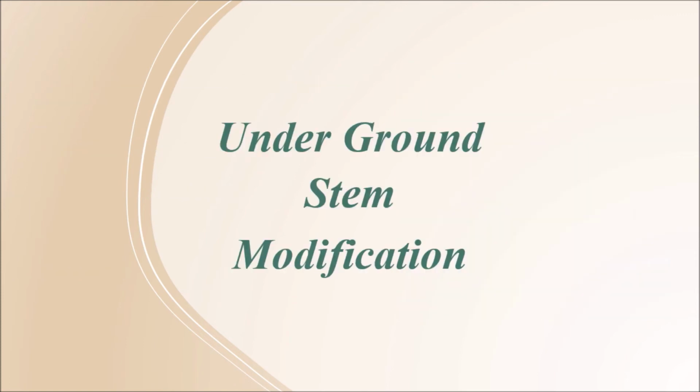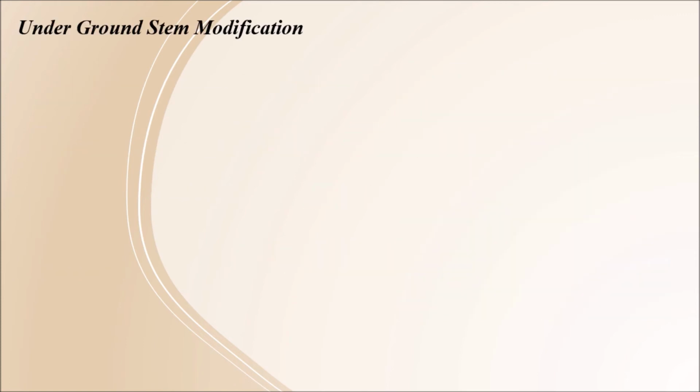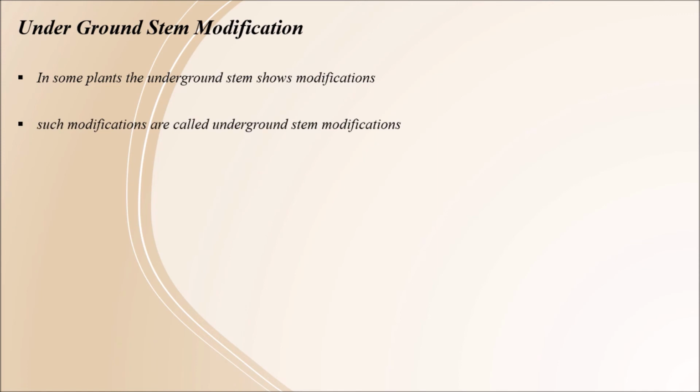Coming to underground stem modifications. So what are underground stem modifications which we can see? In some plants the underground stem shows modifications. So why do these stems show modifications? Such stems, in order to perform various activities, like storage of food, become modified stems. Such modifications are called underground stem modifications, as these are shown by the stem parts which are under the ground, and these are called stem modifications.